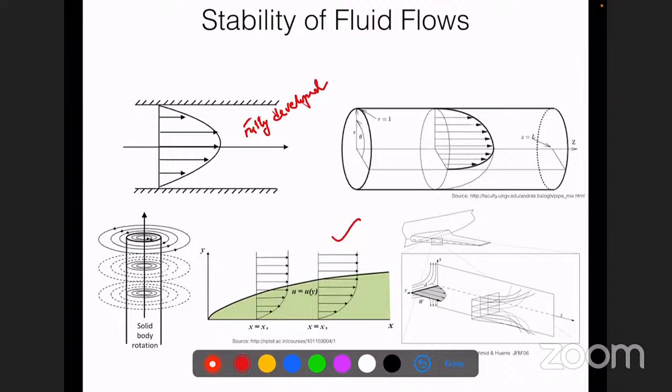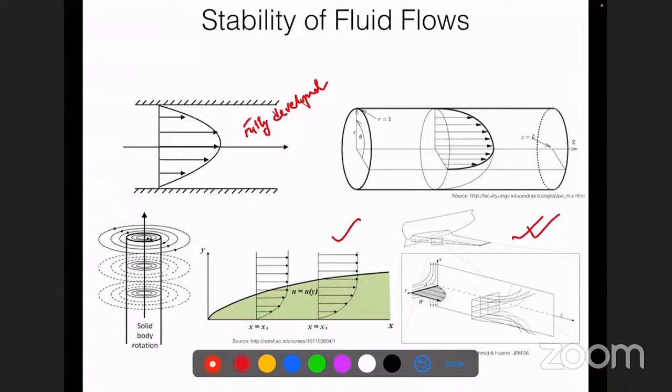And then you can have more complicated flow patterns. This is a flow past a swept wing, where the flow has a variation in more than two coordinates. If you look at the flow pattern, it actually has a variation along y as well as the x and z directions. So it's a more complicated flow pattern.